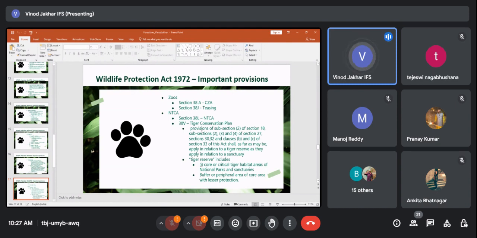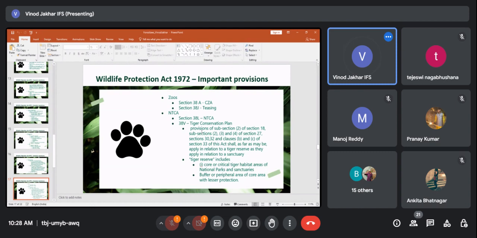So in this, there is a clause added that the provisions of subsection 2 of section 18, sections 27, 30, 32, and clauses B and C of section 33 of this Act shall, as far as may be, apply in relation to a tiger reserve as they apply in relation to a sanctuary. So this thing makes it protected.